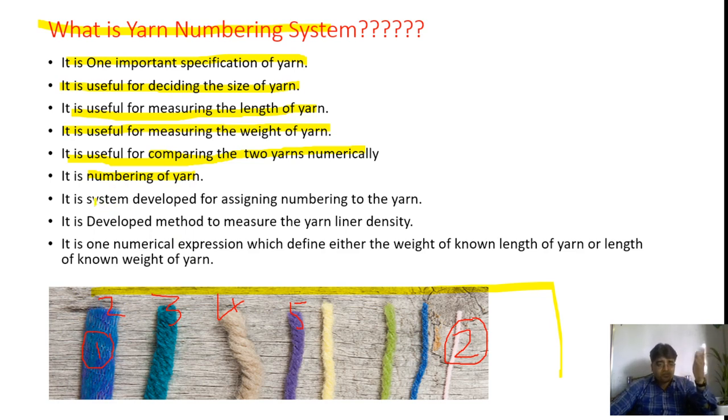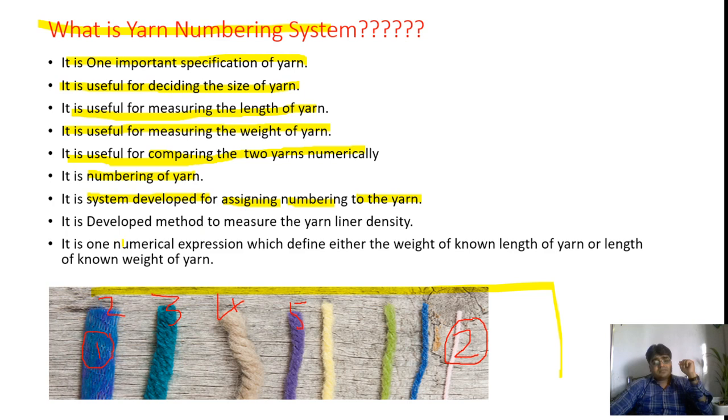Now, another way we can define it: it is a system developed for assigning numbers to the yarn. It is one system, the yarn numbering system. It is developed for assigning numbers. Here we have roughly assigned the second number, third number, fourth number, fifth number and so on, but these numbers do not have any logical sense. If you assign numbers with a logical sense, then the assigned number is the yarn numbering of that particular yarn. That is what this system is developed for, assigning numbers to the yarn.